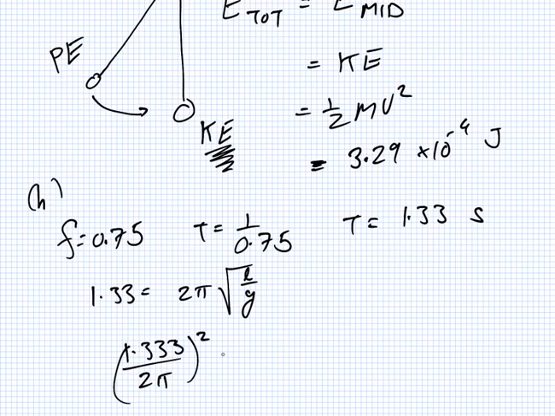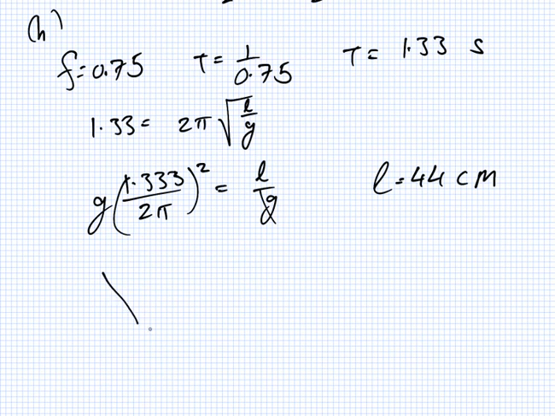The total energy is equal to the energy in the middle, which is equal to only kinetic energy, which is a half mv squared. And I know the V already. The V I said was 0.121. So the total energy is 3.29 times 10 to the minus 4 joules.